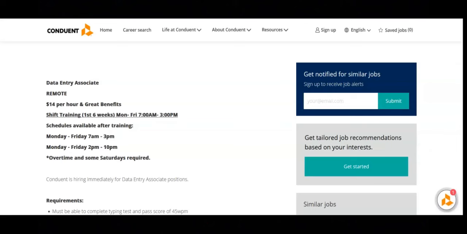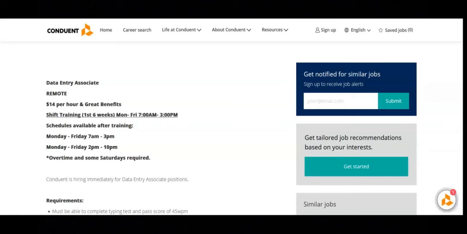Regarding the requirements for this job, you must be able to complete a typing test and have a pass score of 45 WPM. You must be at least 18 years of age or older. You must have a high school diploma or GED. You must be eligible to work in the United States, and you must be able to clear any necessary criminal background checks or drug screenings. This job offers great benefits. These benefits include career growth opportunities and full health, dental, and visual benefit options.